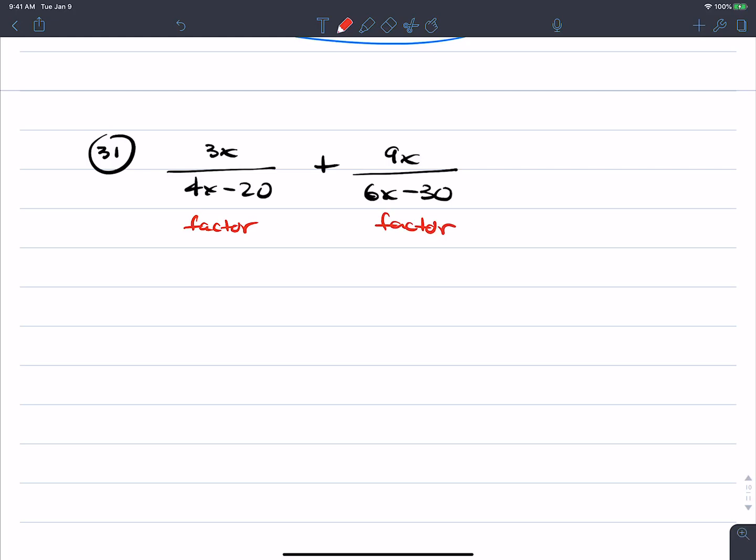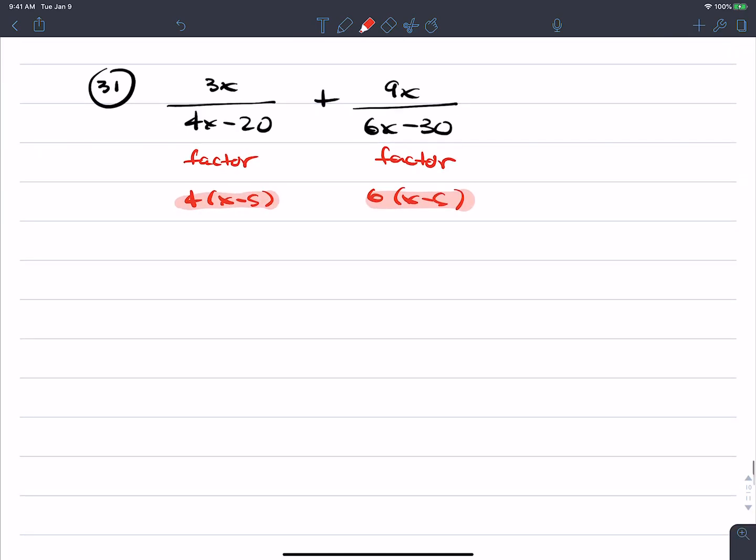And we factor completely. So the greatest common factor of 4x and 20 is 4. The quotient's x minus 5. Greatest common factor of 6x minus 30, GCF is 6 here. Quotient's x minus 5. So we need the LCM now of these two terms. Now, we do them separately. So the LCM of 4 and 6 is the first LCM to determine.